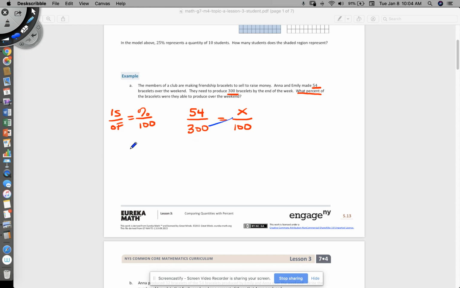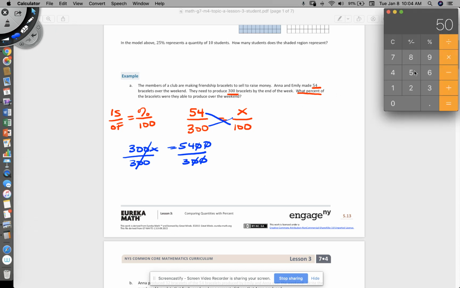So 300 times x is going to give me 300x. 54 times 100 is going to give me 5,400. Now I'm going to divide by 300. And these cancel because they become one whole. And if you notice the zero rule here, you can take off 2 sets of zeros because they cancel each other out, leaving me with 54 divided by 3. Now, if you want to use your calculator, you may. 54 divided by 3 gives me 18.